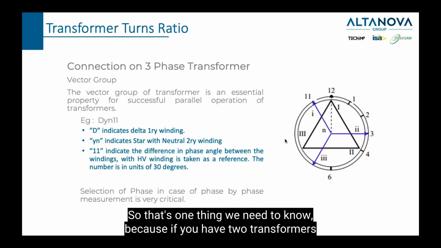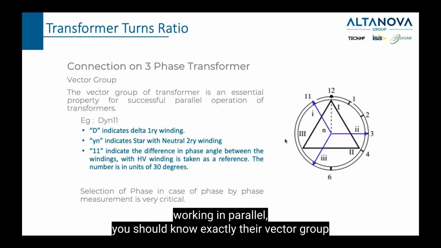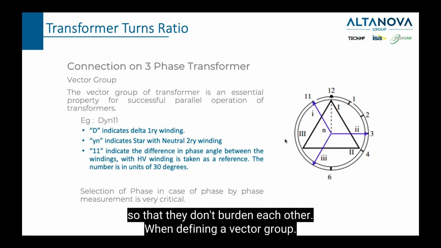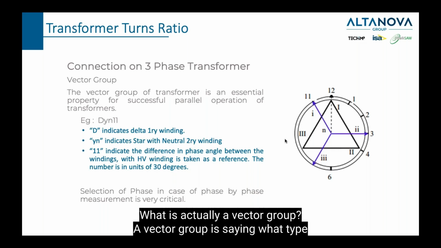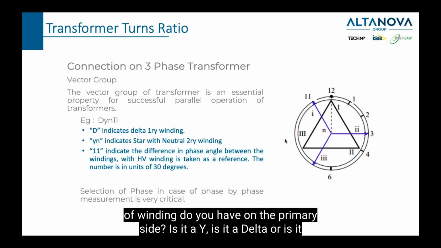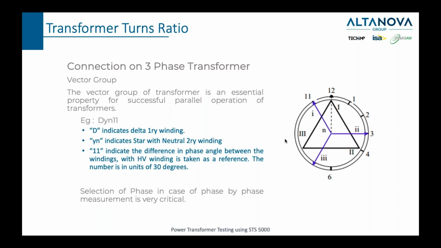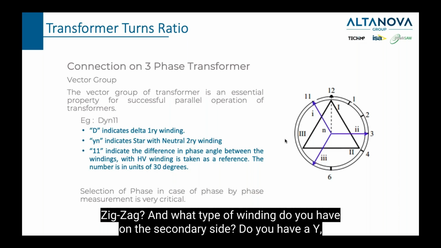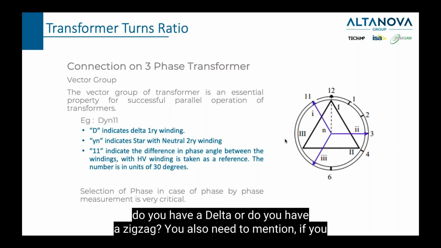So that's one thing why we need to know, because if you have 2 transformers working in parallel, you should know exactly their vector group so that they don't burden each other. When defining a vector group, what is actually a vector group? A vector group is saying what type of winding you have on the primary side. Is it a Y, is it a delta, or is it zigzag? And what type of winding do you have on the secondary side? Do you have a Y, a delta, or a zigzag?